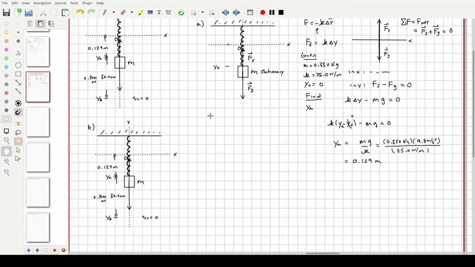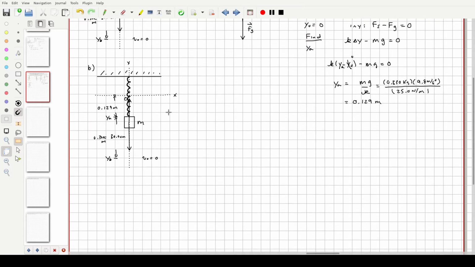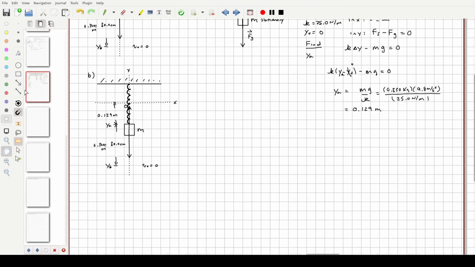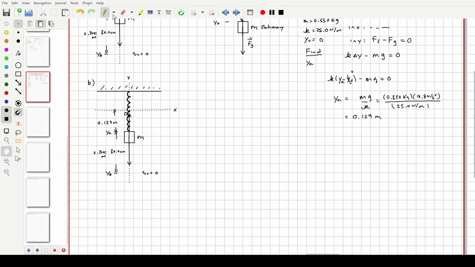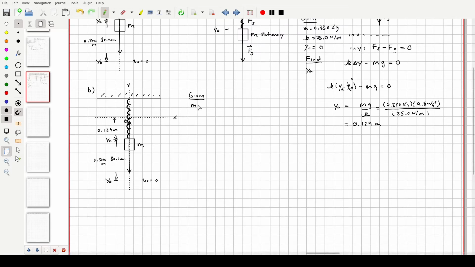So here's our new one right here. Now that we know this distance, let's start writing out our givens, okay? So what are we given? Well, as before, our mass hasn't changed. The mass is 0.330 kilograms. The spring constant is 25.0 newtons per meter.